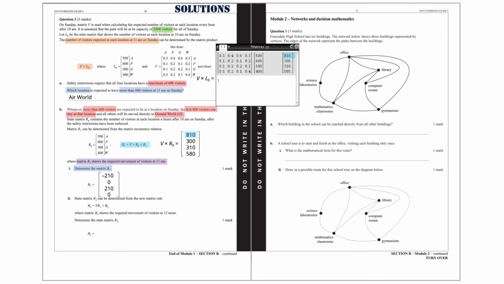Part 2I. State matrix R2 can be determined from the new matrix rule below, where matrix B2 shows the required movement of visitors at 12 noon. Determine the state matrix R2. First of all, we need to calculate R1, which is V times R0, we have already calculated that one, plus matrix B1. So R1 equals 600, 300, 520, and 580. We can now calculate V times R1.